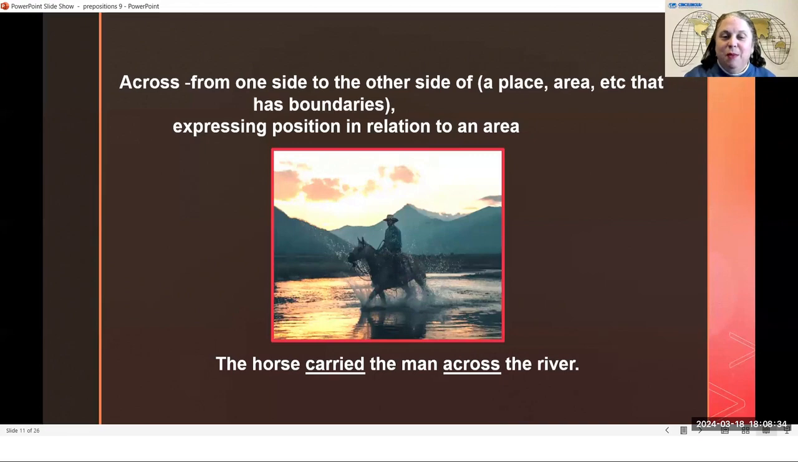Here is another example. The horse carried the man across the river. So we can't see the beginning, but over here, there is a beginning of this river. And then if you keep going in this direction, there will be an ending to the river. And the horse is going across the river from one side all the way to the other side. So from one side to the other side, he carried the man across the river.